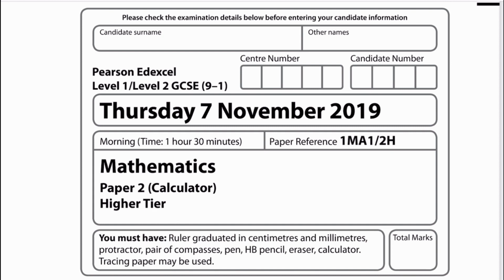Hi, this is the third video in the series where we're looking at the November 2019 higher tier paper 2 for Edexcel. In the previous video we completed through to question number 18, so in this video we're going to start again from question number 19.